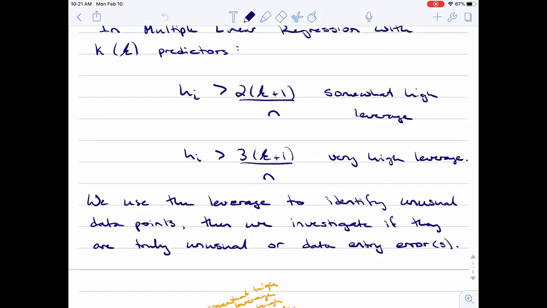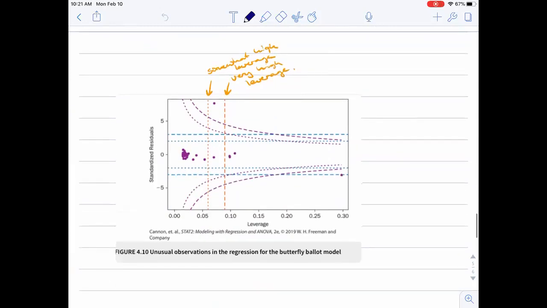That's very high leverage. That's not something that I'm expecting you to memorize, but these things, somewhat high, very high leverage, are being used down here in this graph, right? Because down here we've got the leverage, right? And so here at this point, they've calculated that you have somewhat high leverage using that 2 times k plus 1 over n. Here, 3 times k plus 1 over n, whatever that is, and then they put those lines on here. And so we talked about the leverage lines.